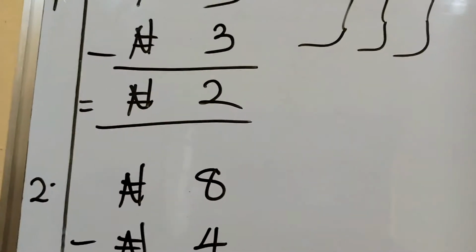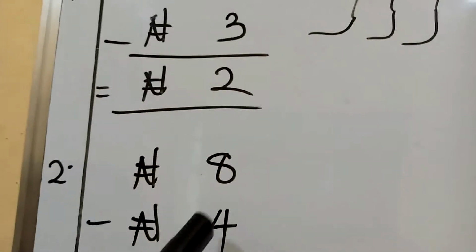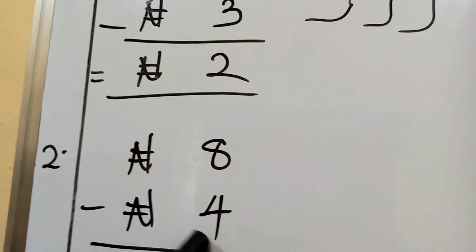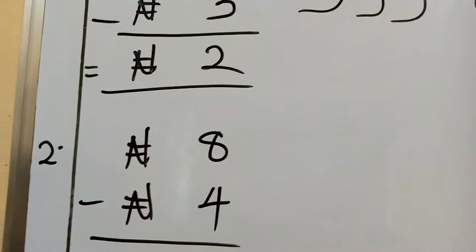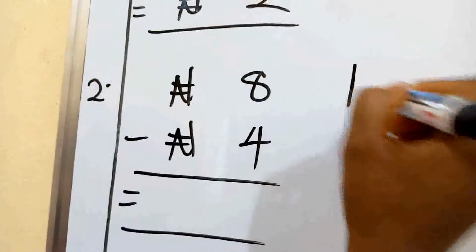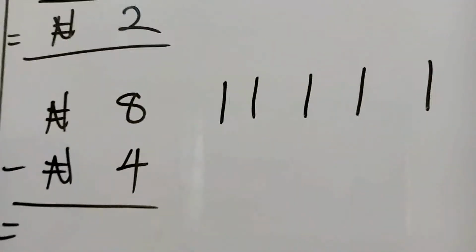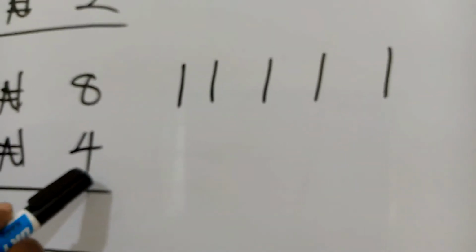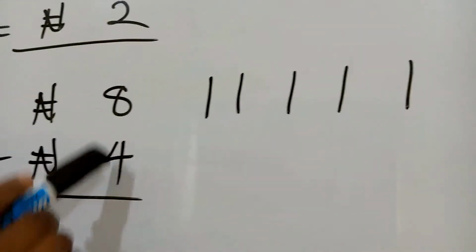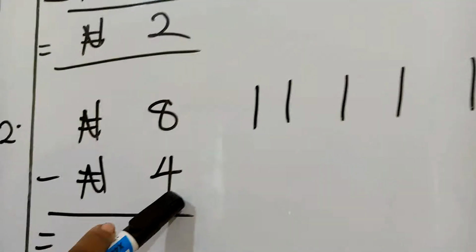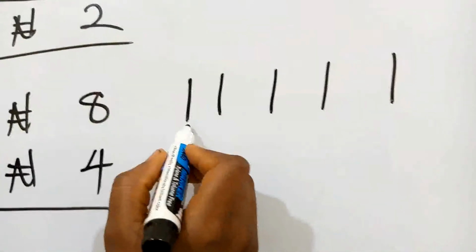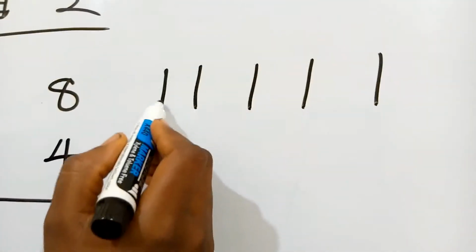Move over to number 2. They say 8 Naira minus 4 Naira. So what do you do first? Follow the same method. You count 8, your bigger number, first. 1, 2, 3, 4, 5. You take away the smaller number, that is the number under 8, that is 4. You count it to your left with your strokes.